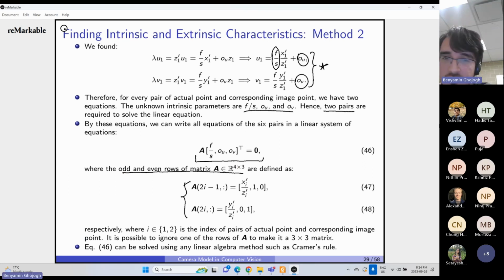Write this, and we can solve this system of linear equations. You might be wondering that when we have 3 unknowns, we need 3 equations, right? Therefore, you can either ignore one of the rows of A. To make it 3 by 3, what do I mean by ignoring? I mean consider one pair and one equation from the second pair. If you do that, then A becomes 3 by 3.